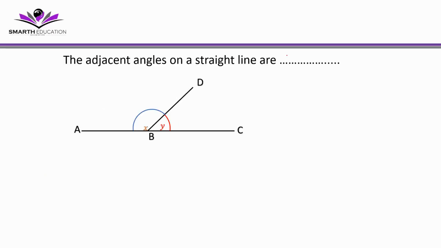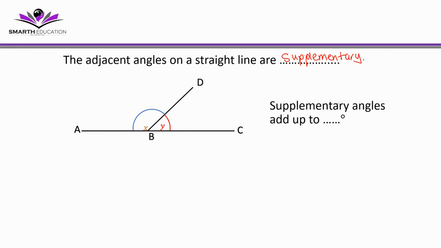Adjacent angles on a straight line are supplementary. Don't forget that. What do we mean when we're saying adjacent angles are supplementary? We mean that they add up to 180 degrees.